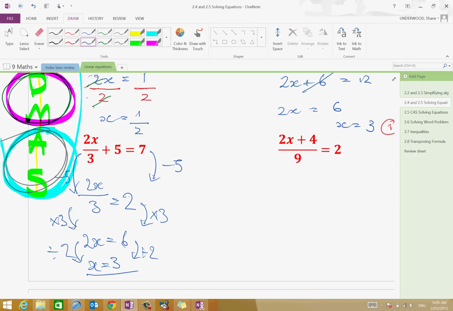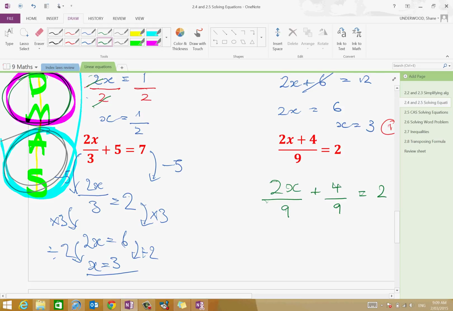All right, now the last one is this. What I want you to realise is that addition and subtraction has to be done first, but what you see is (2x + 4)/9 = 2, and you want to automatically get rid of that positive 4. But can I write this out in another way? Would you agree that this is the same thing as what we have above?